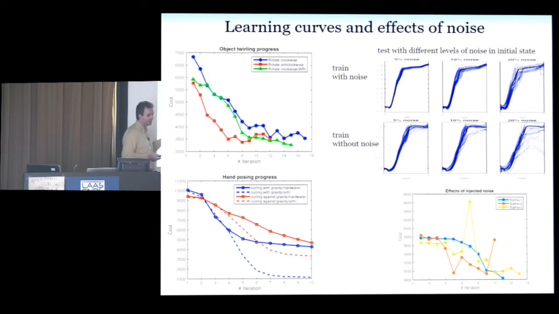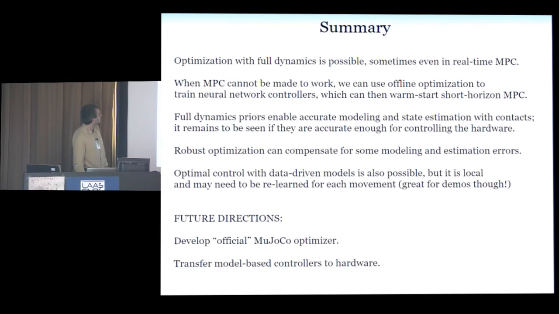Why is that? Well, it's because it's local, so it's only learning that one movement. It doesn't know what to do if the object started slightly differently. So in some sense, it's a good way to generate demos, but nevertheless, it's a good one. So anyway, this is a summary.